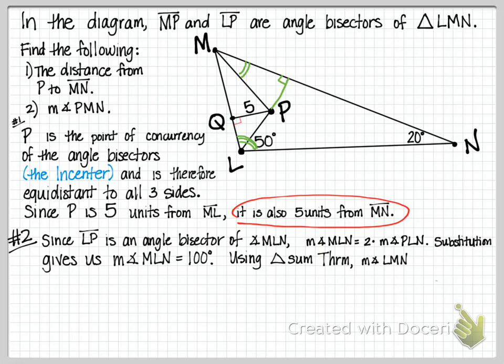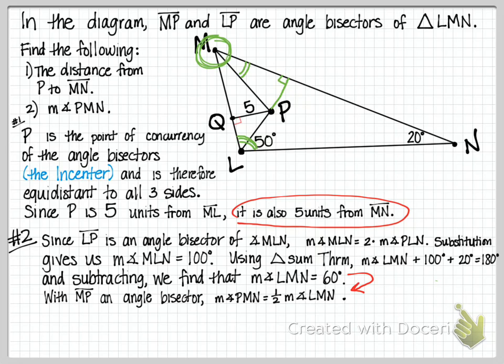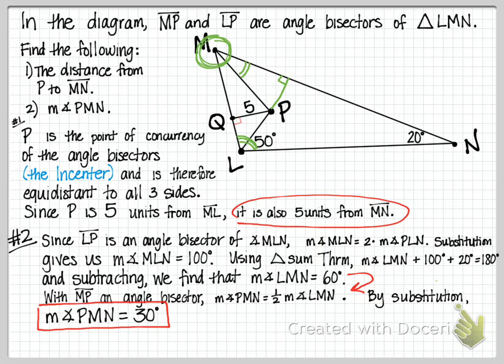And so using the triangle sum theorem, we can solve for the third angle in the triangle and find that the measure of angle LMN is 60 degrees. So this entire angle right here is 60 degrees. With this angle bisector MP, we know that the measure of angle PMN would be half of that, and so by substitution, we know that the measure of the angle PMN is 30 degrees.